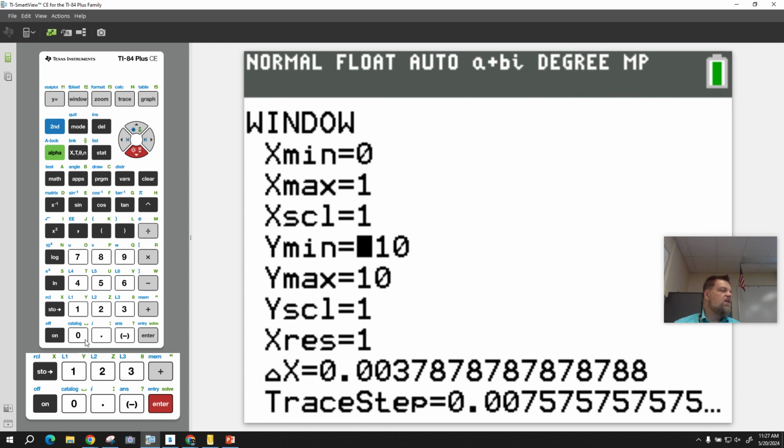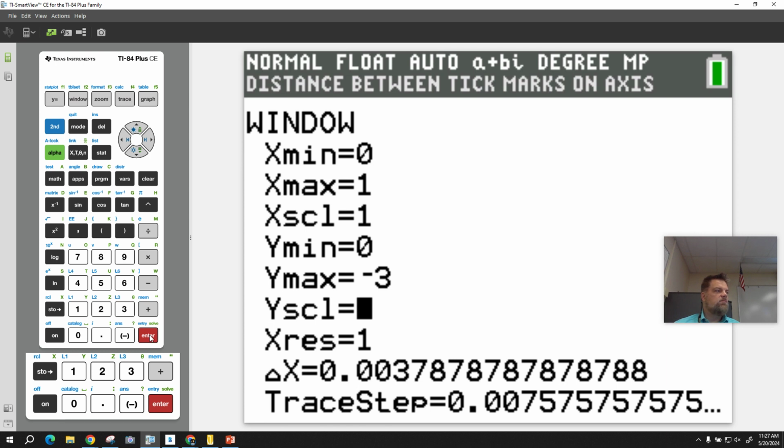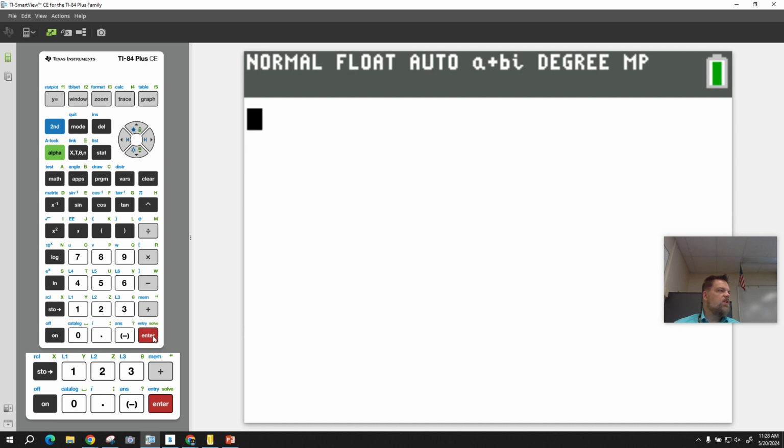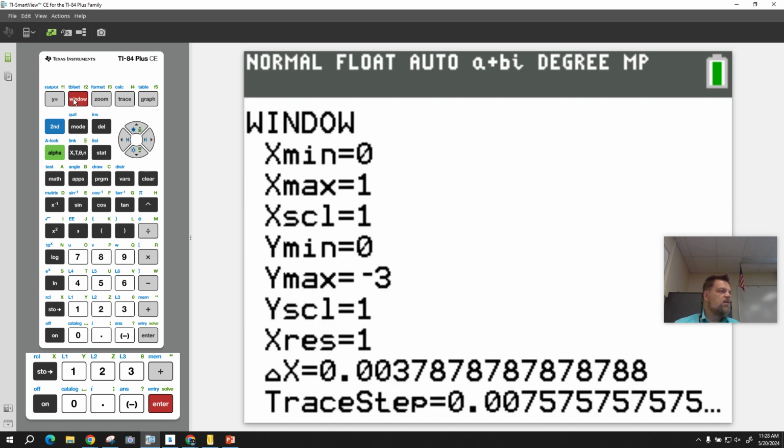My y minimum is going to be 0. My y maximum will be 3. Actually, it'll be -3. Now I'll hit graph. It says quit window range. Okay, somewhere I made a mistake. Let me see. I don't think it can be done. Oh, you know why? The minimum is -3. I did this backwards. Minimum -3 and 0. Boom.